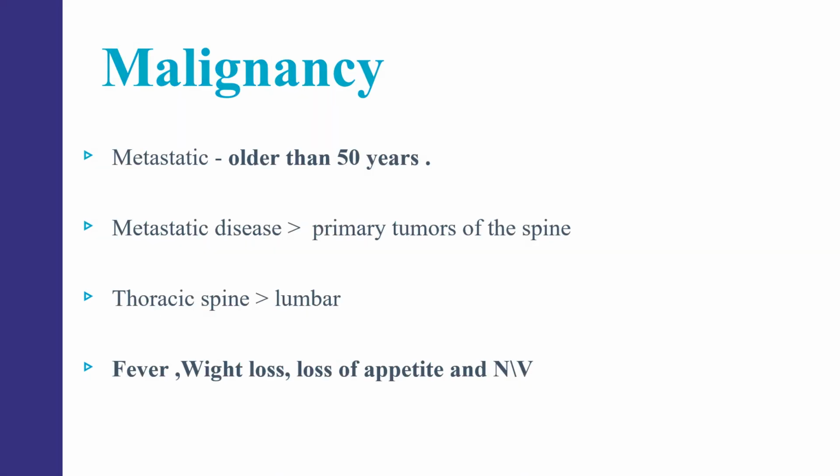So for malignancy, the metastatic cause is more common than the primary tumors of the spine, and it is usually seen in patients older than 50 years, and the thoracic spine is more involved than the lumbar spine. So if there is any history of fever, weight loss, loss of appetite and neurovascular deficit, you have to think of malignancy. Do not forget to ask for this history, because many times we miss the diagnosis.